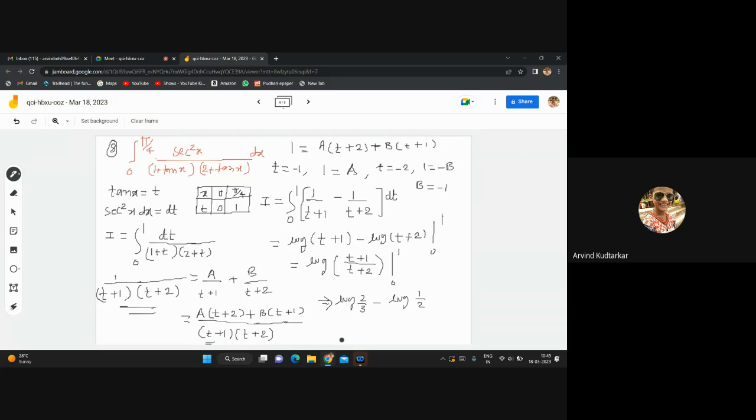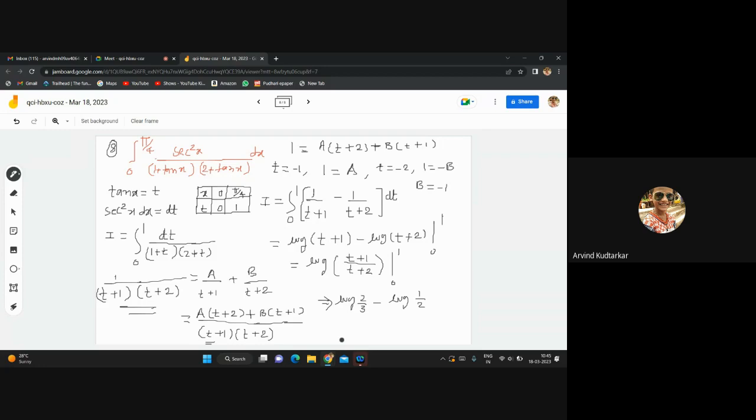Yes, log a minus log b is log of a upon b. So how will you write it? Log of 2/3 divided by 1/2. Will you cancel the term of 2? No, the 2 will come in multiplication of these two. So 2 into 2 is 4, 4/3.